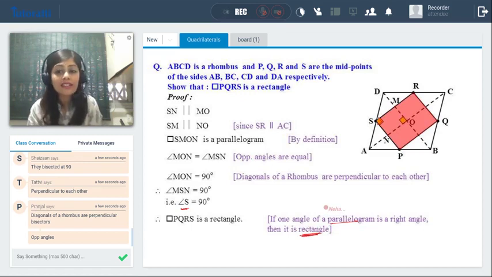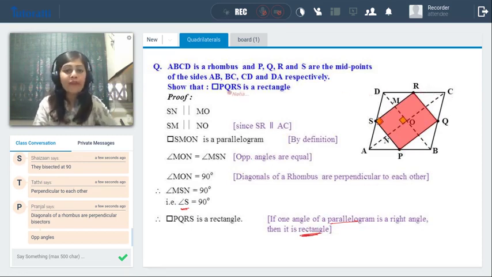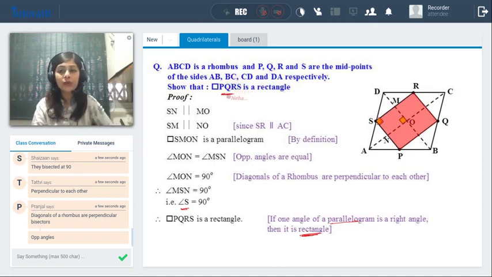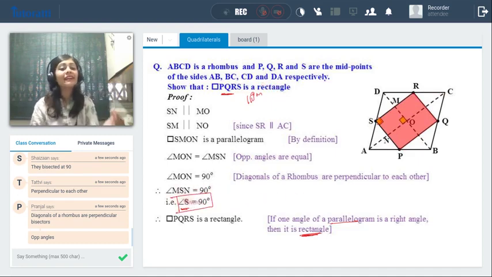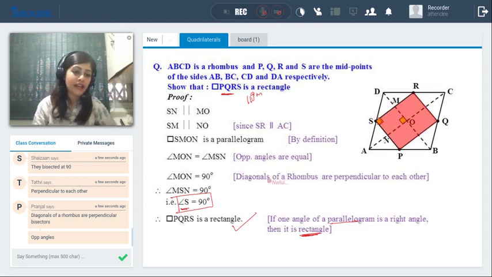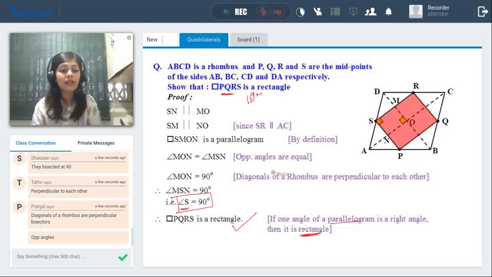So I hope you all have understood this sum. Let's brush up the concept once again. To prove PQRS to be a rectangle, what did we do? We first proved that it is a parallelogram and then we proved that any one angle of this parallelogram is a right angle. Once you get one angle to be 90 degrees, all angles are going to be 90 and it has to be a rectangle. So this is how we will approach sums when you have to prove them to be a rectangle.